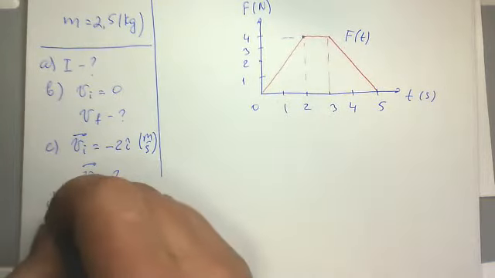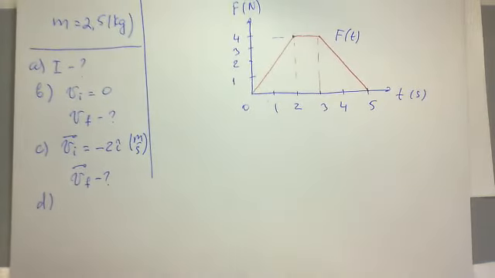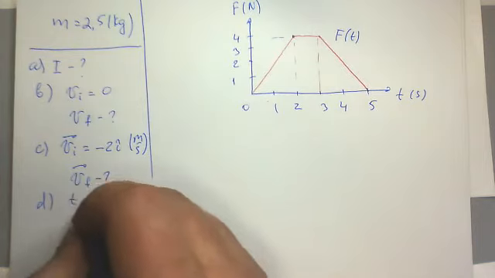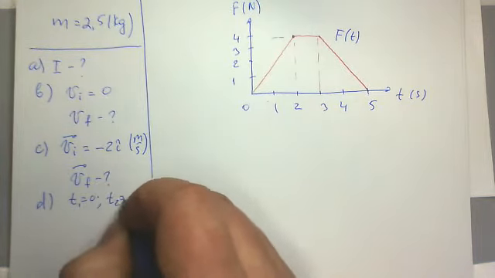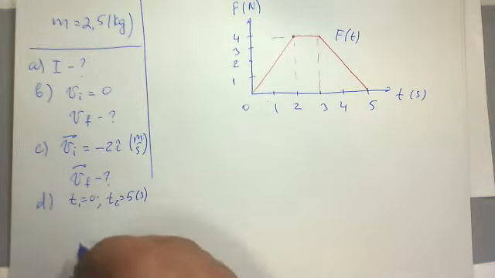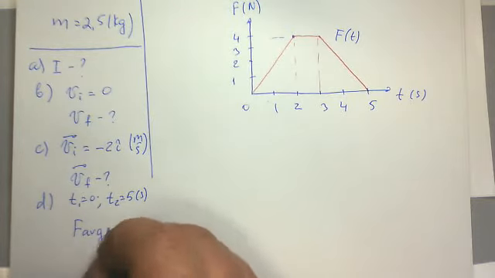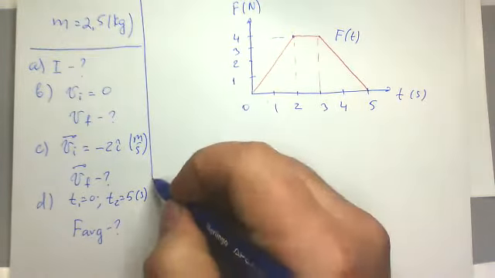And D, we need to find the average force between the moments of time t1 equals 0 and t2 equals 5 seconds. So F average we need to find. Okay.